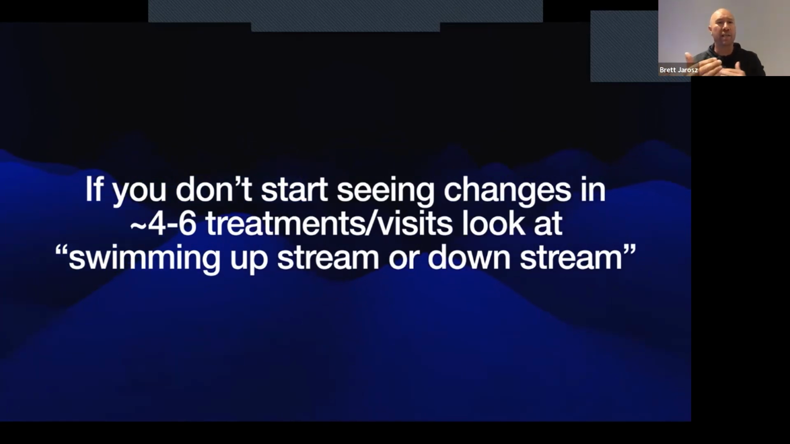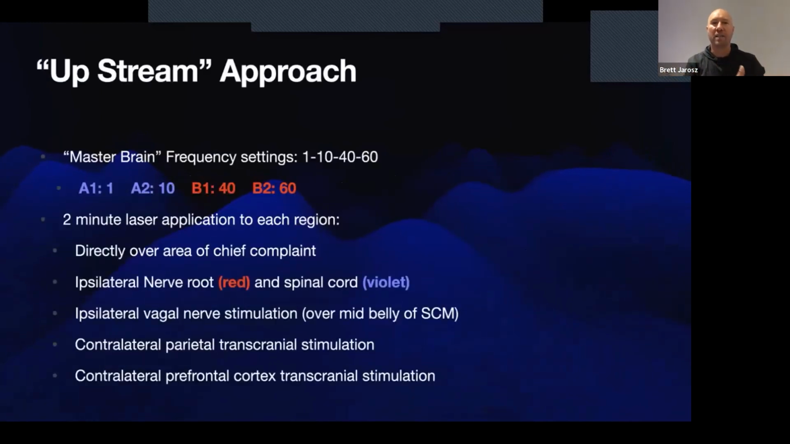So if you're not seeing signs, objective or subjective, that there's improvement, we want to use this model of start swimming upstream or downstream. And what we mean by that is trying to start to look at bringing in the nervous system. So I'll talk this through and then I'll give you a visual of this on a large screen. So you can see here the frequency settings are a bit different. I'll talk about those frequency settings on the next slide.